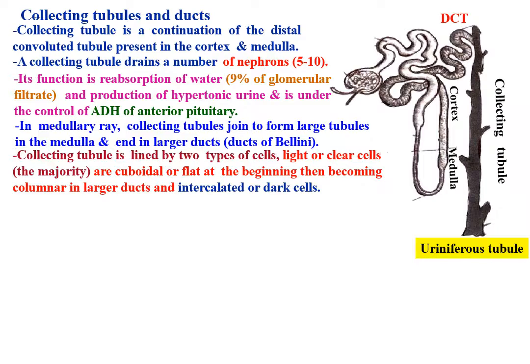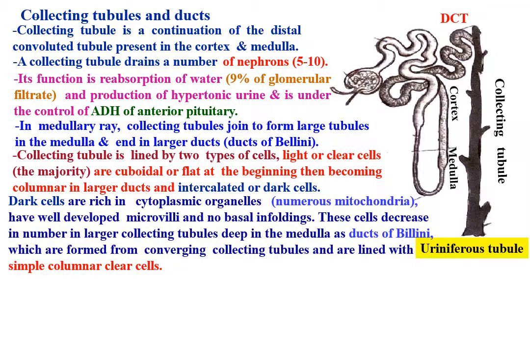Intercalated or dark cells are rich in cytoplasmic organelles and have well-developed microvilli. These cells decrease in number in larger collecting tubules deep in the medulla, like ducts of Bellini, which are lined by clear cells. Formation of urine.